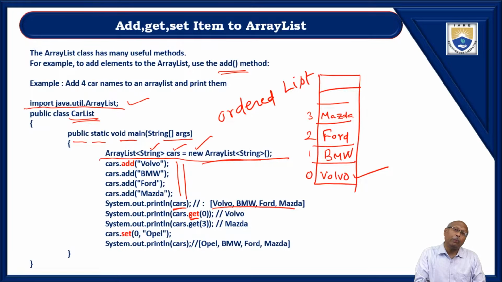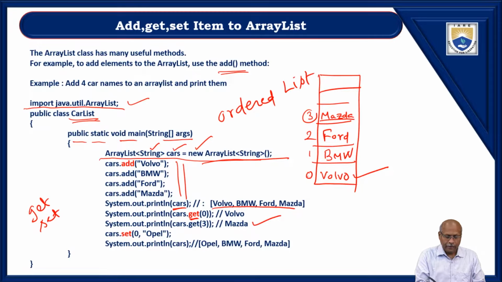Similarly, if you want to print the third item, the 0th item is this: 0, 1, 2, 3. The third item is Mazda. So automatically Mazda will come. So depending upon the requirement, you can change it. Similarly, if you want to modify some particular item, you can use the set method. So remember, there is a method called get and set. The get method will allow you to get it. The set method will allow you to set it. That means you can change it.